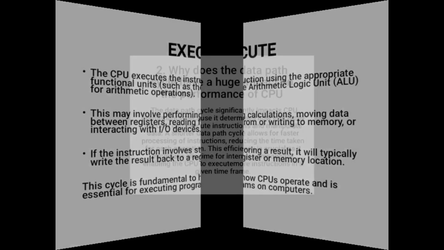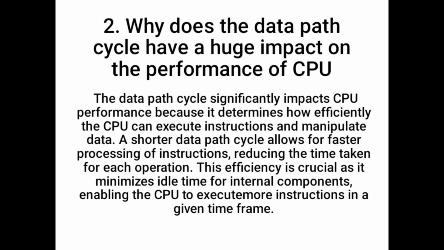And we have another question that says, why does the data path cycle have a huge impact on the performance of a CPU? The data path cycle significantly impacts CPU performance because it determines how efficiently the CPU can execute instructions and manipulate data. A shorter data path cycle allows for faster processing of instructions, reducing the time taken for each operation. This efficiency is crucial as it minimizes idle time for internal components, enabling the CPU to execute more instructions in a given time frame.